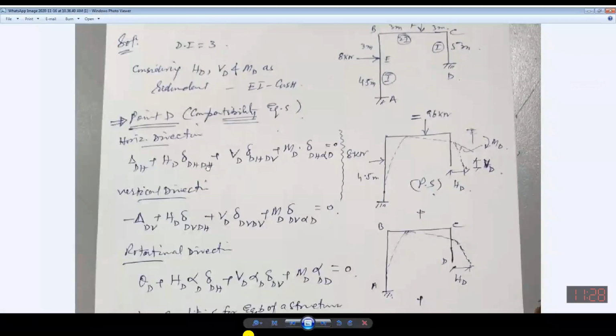This is flexibility at point D in the horizontal direction due to unit load at D in the vertical direction. Due to unit load in the vertical direction, due to unit load at D in the vertical direction, because this is the vertical VD. Similarly, this is the flexibility at point D in the horizontal direction when unit moment has been applied at point D. When unit moment has been applied at point D.